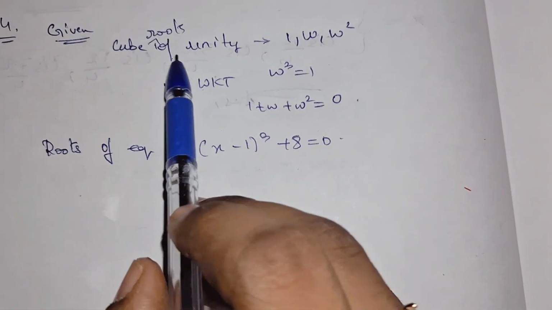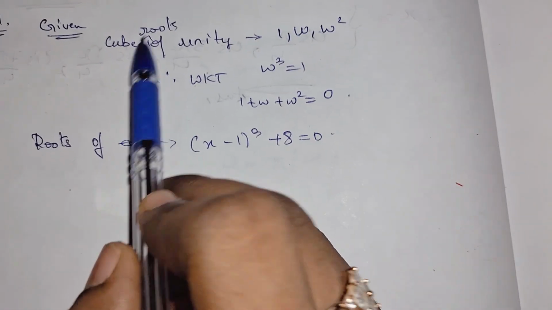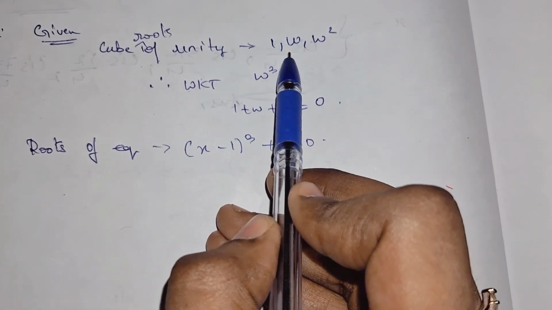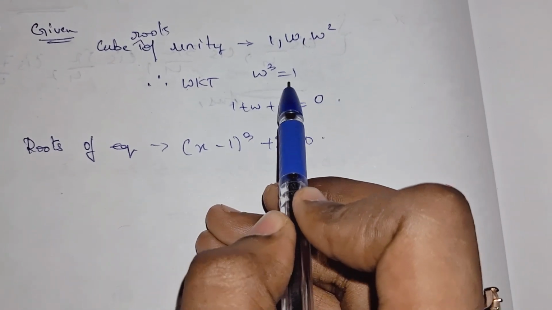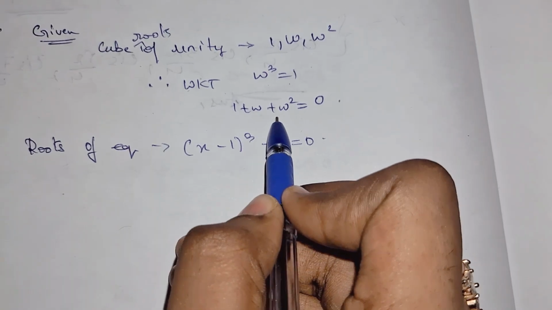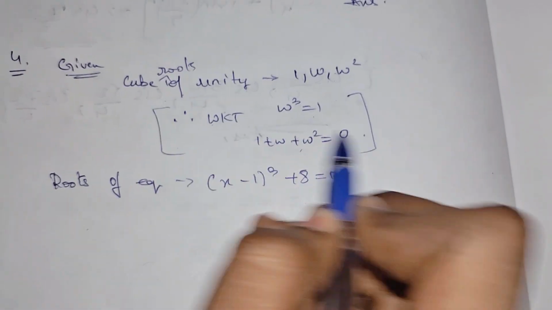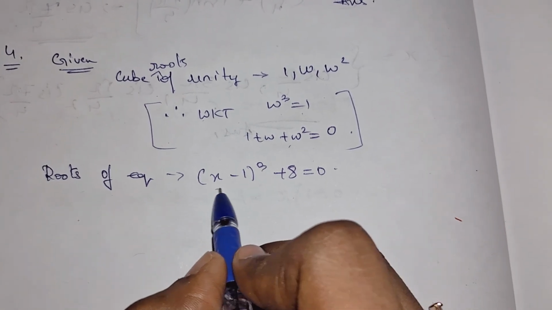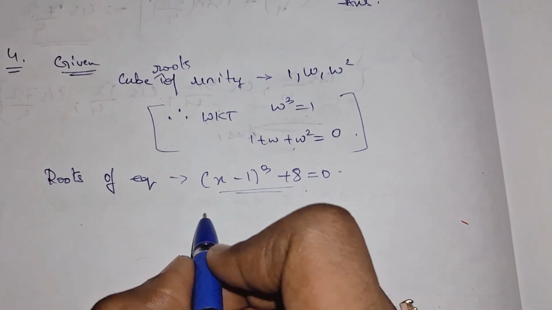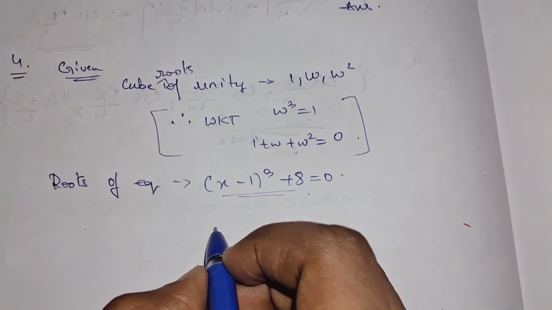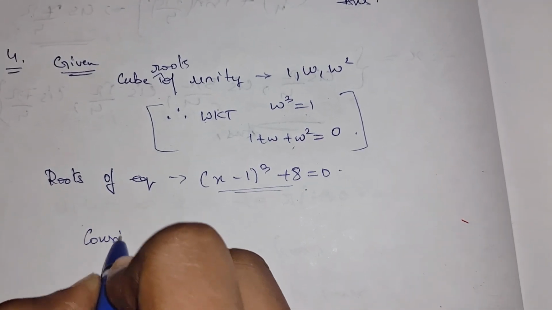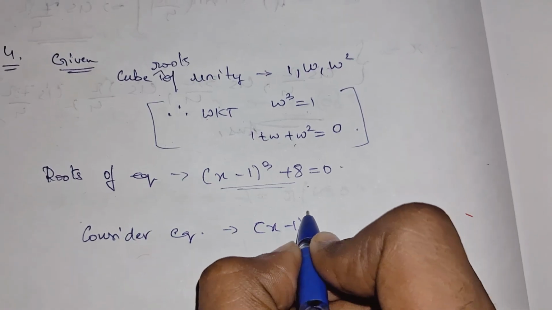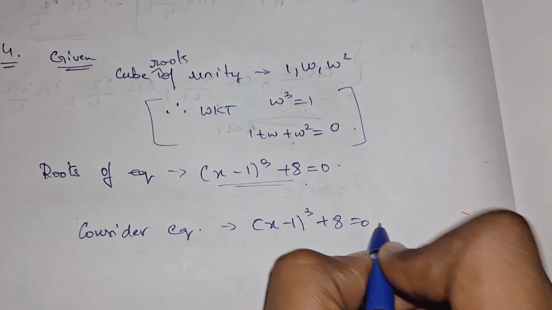Fourth question. You are given that the cube roots of unity are 1, omega and omega square. As these are the cube roots of unity, we know that omega cube is equal to 1 and 1 plus omega plus omega square is equal to 0. Now we have to find the roots of this equation. To find the roots, first consider the given equation, that is (x minus 1) whole cube plus 8 is equal to 0.